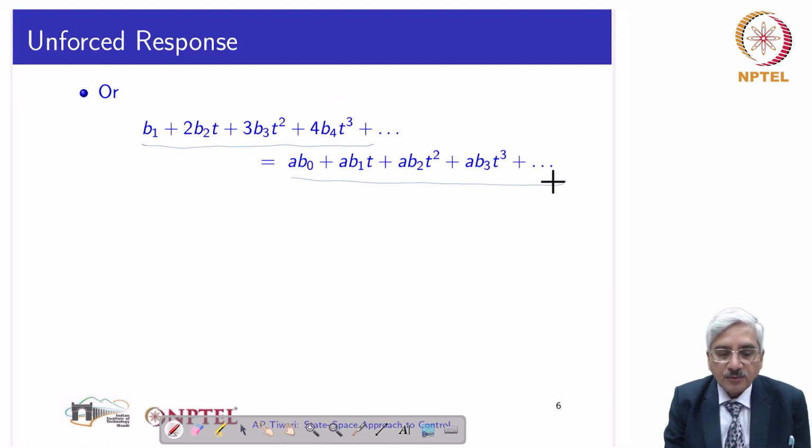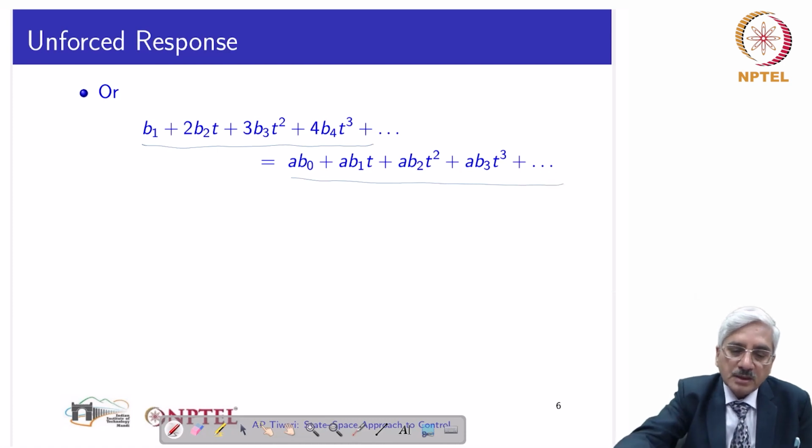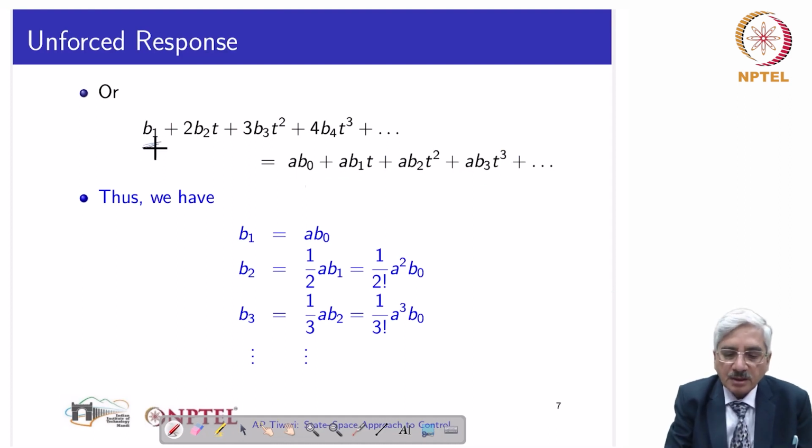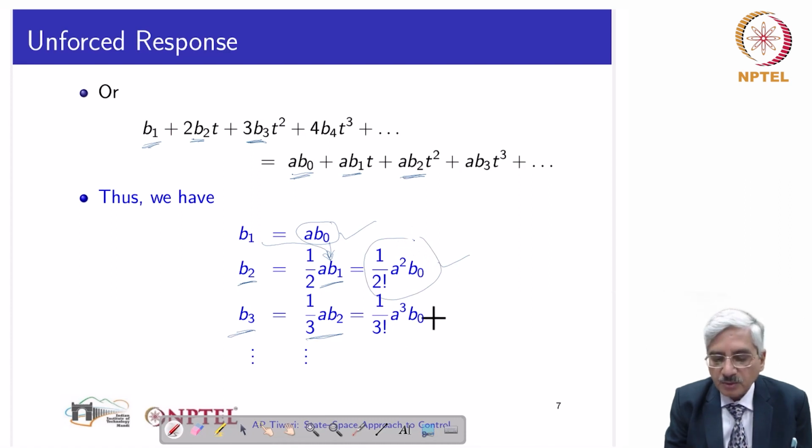In this we equate the terms containing similar powers of t. So we have b1 equal to a b0, 2 b2 equal to a b1, from which we obtain b2 equal to half a b1, and in that this b1 is substituted as a b0. So we get 1 by factorial 2 a square b0. Then this one gives 3 b3 equal to a b2, from which we get b3 equal to 1 by 3 a b2, and in that again b2 is substituted to obtain 1 by factorial 3 a cube b0.